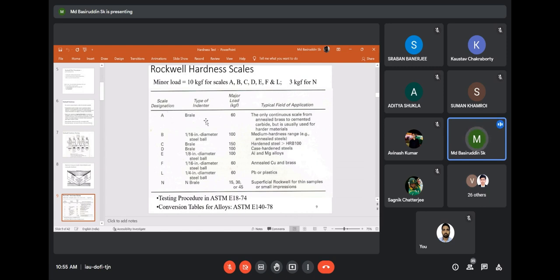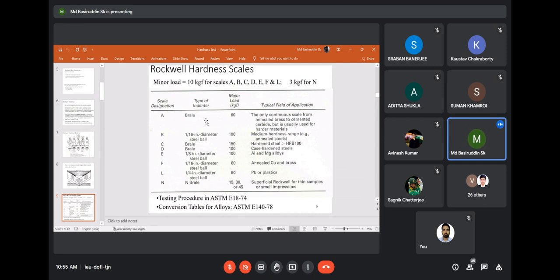In certain cases, whenever you find that your material's thickness is very small, you can minimize the major load as well as the minor load.